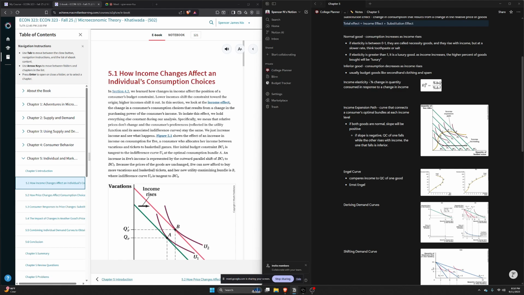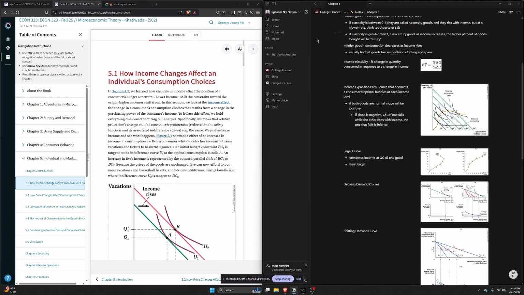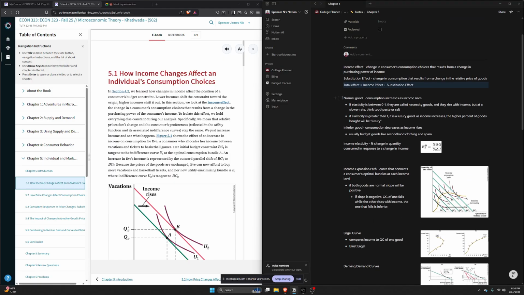So yeah, that brings us to inferior goods. Consumption decreases as income rises. These are mainly budget items. The big one is ramen. As you get richer, you don't really spend a lot on cheap food and stuff like that. One of the examples you brought up in class was bus tickets.